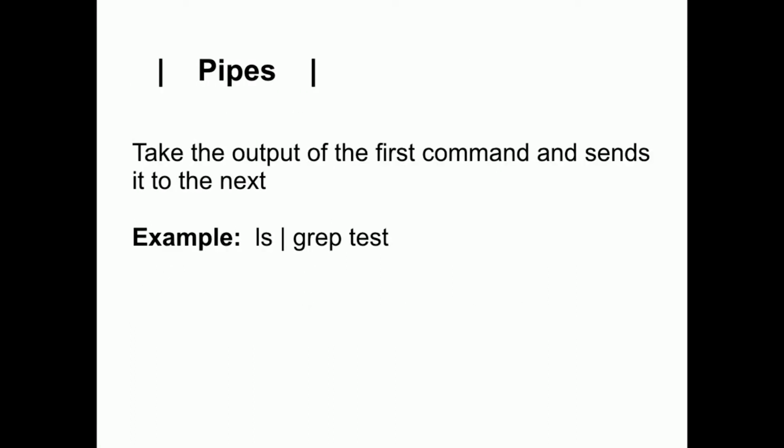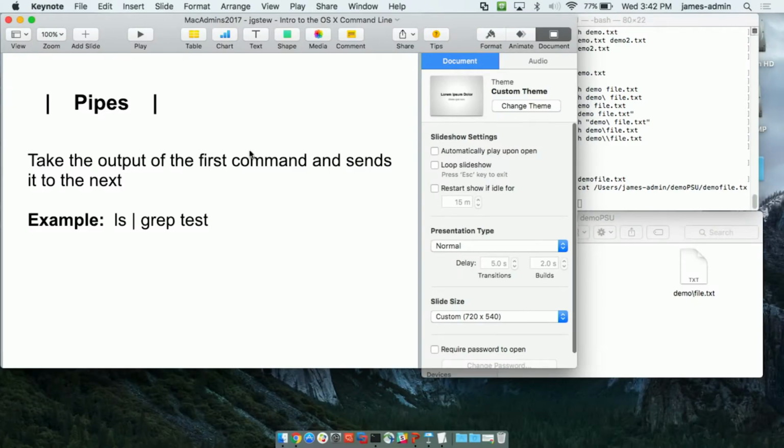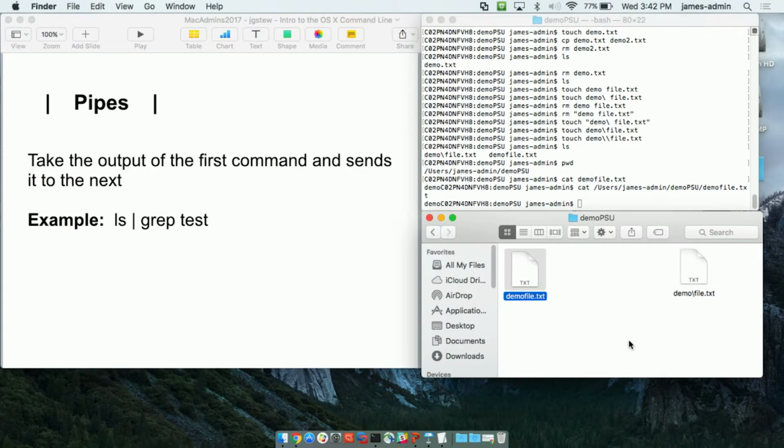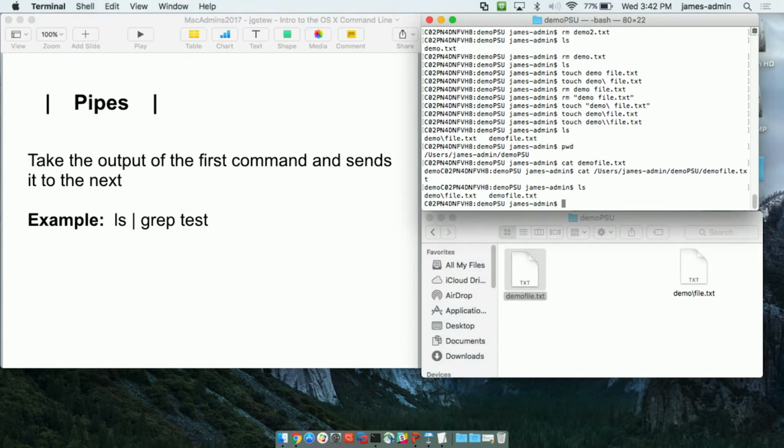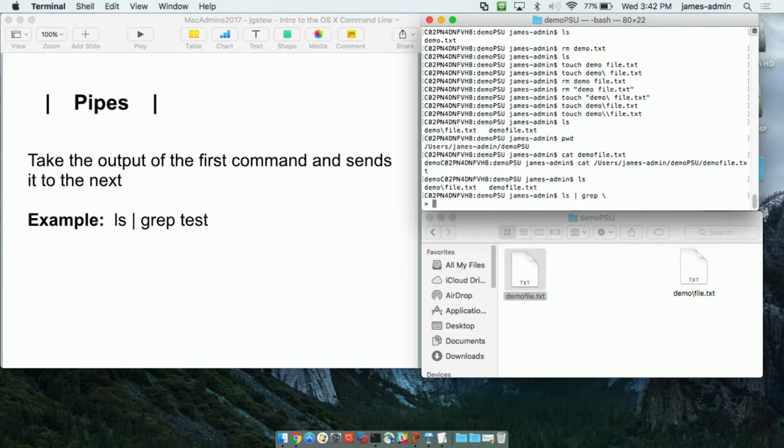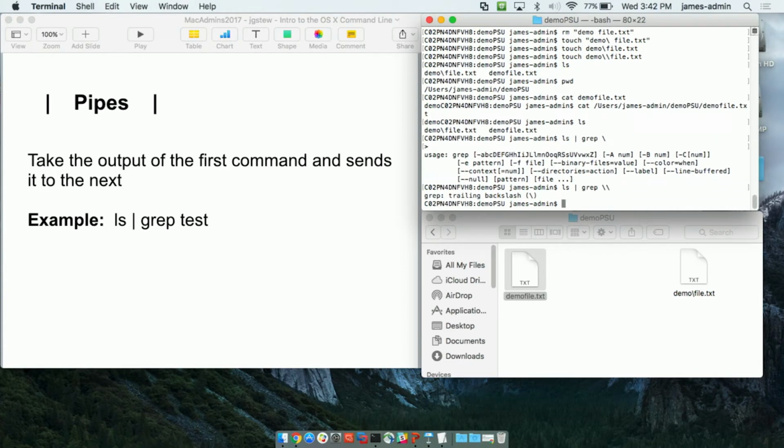So pipes. Pipes are a more advanced command. You can take the output of one command and pipe it into another command using this character that we call pipe, and that is shift, and then I guess usually the key above the return key. So as an example, I can type ls, and it's going to give me both of these as output. But if I type ls pipe grep, well, that did not work. Bad example.